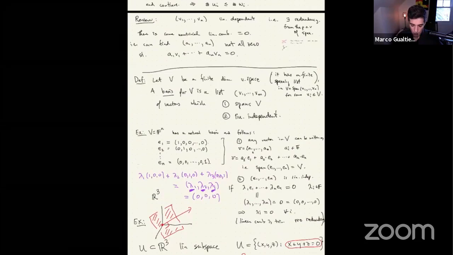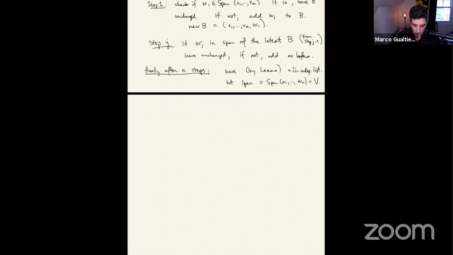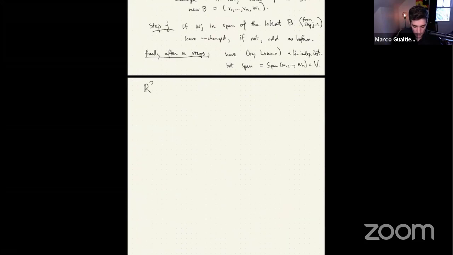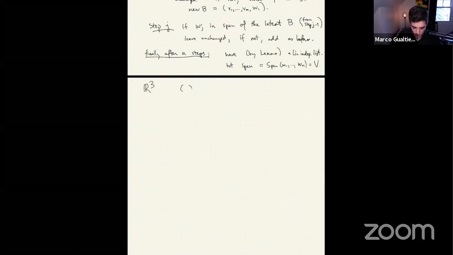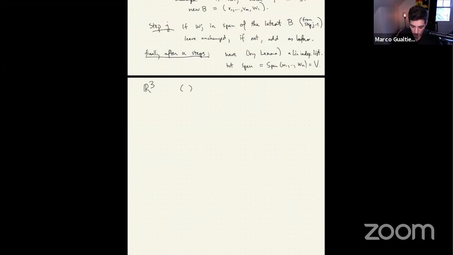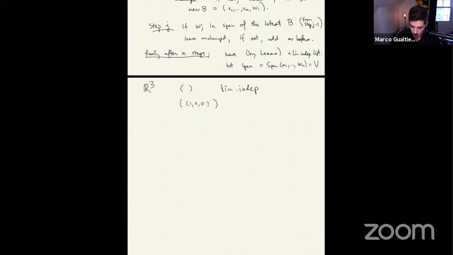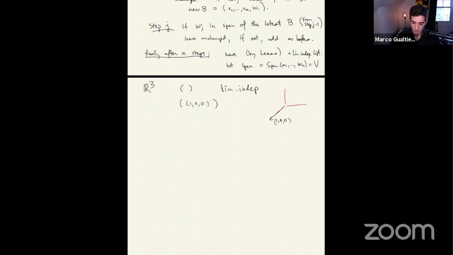So, okay, let's say that we're talking about R3. This is an empty list, number 1. Okay, this is linearly independent. Let's say I take a list which has a non-zero vector in it. This is a list of one vector. Here's 1, 0, 0. Okay, this is linearly independent.